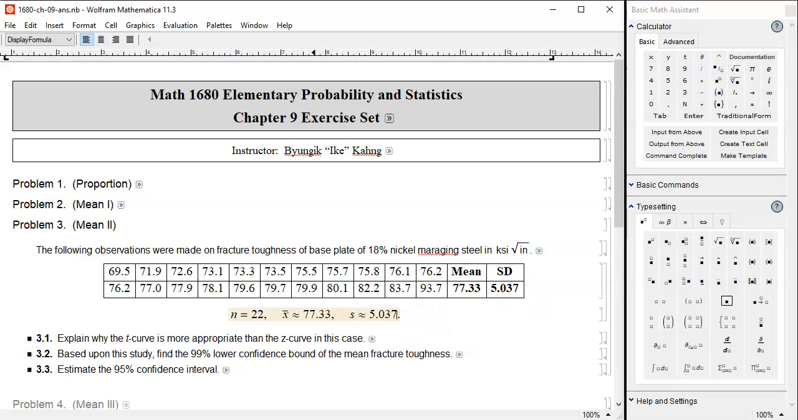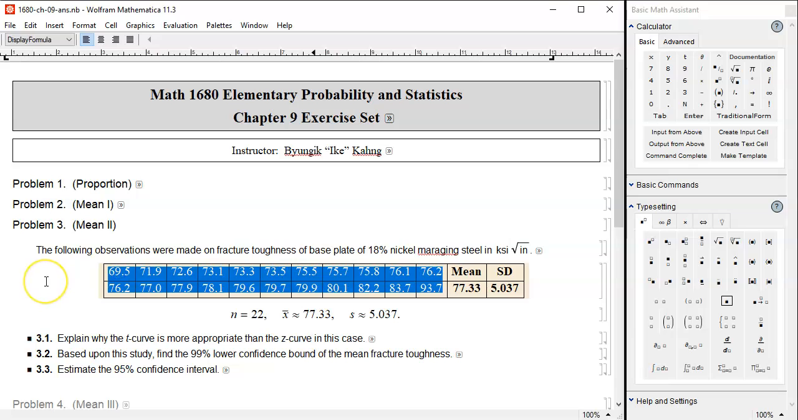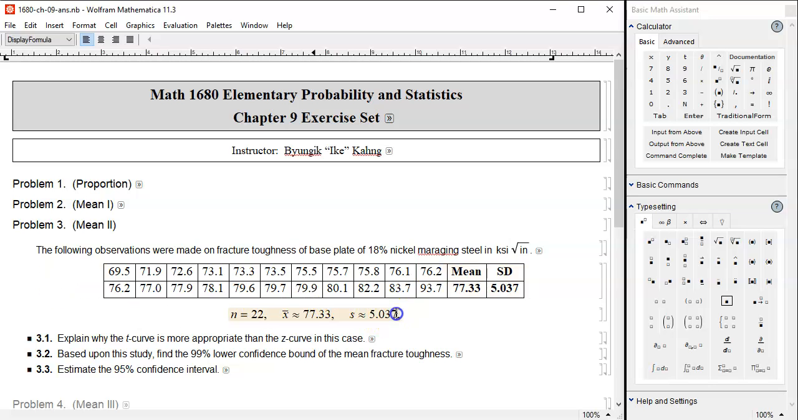In any case, here is the summary of the sample statistics. There were 22 observations, right here, and you can find out the sample mean and sample standard deviation with these 22 numbers. If you do, you're going to get these numbers, 77.33 and 5.037 approximately. Okay, let's begin the problem.